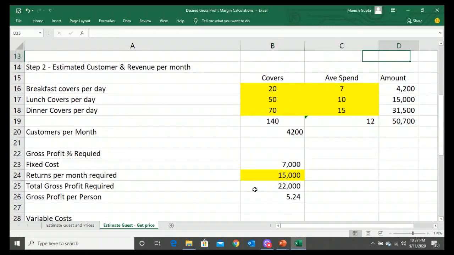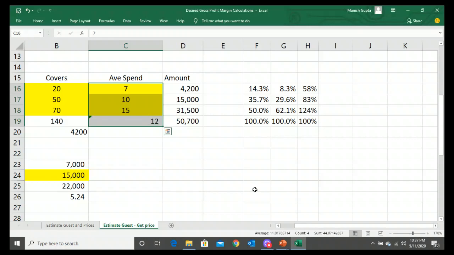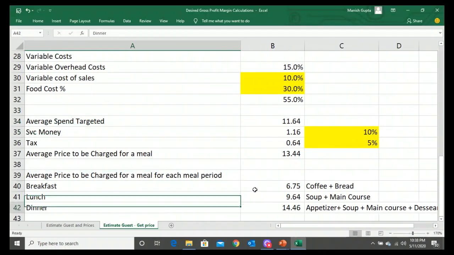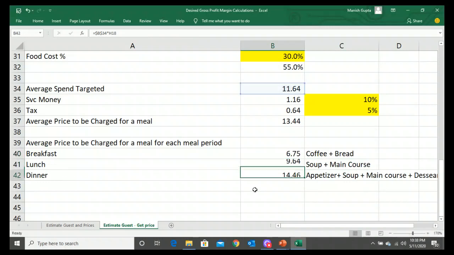We will estimate based on the average spending here. We will make a certain estimate of how much on average we think the customer would like to pay for a meal period. So $7, $10, $15, and then the percentage based on 12. This calculation is based on the 12. This is the ratio of average spending. So we're going to use this ratio, 58%. It means if on average a customer is spending $12 in the restaurant, $7 is 58% of the 12 that they spend in breakfast, 83% is spent in lunch, and 124% of the average is spent in dinner. So we will use these ratios to calculate how much money they should be spending in each meal period.